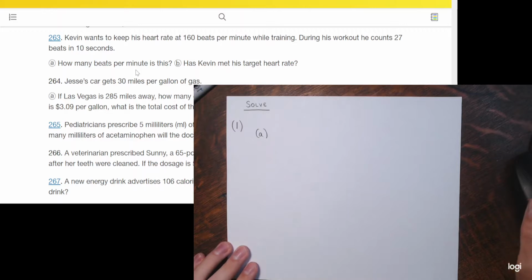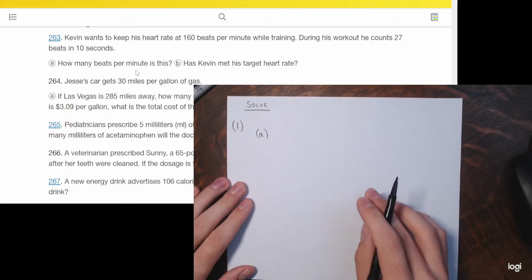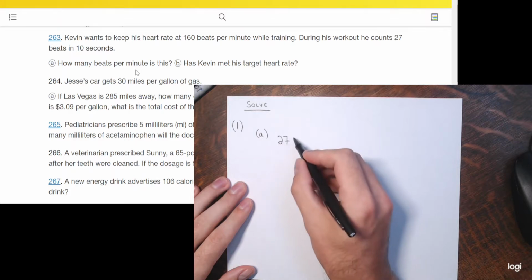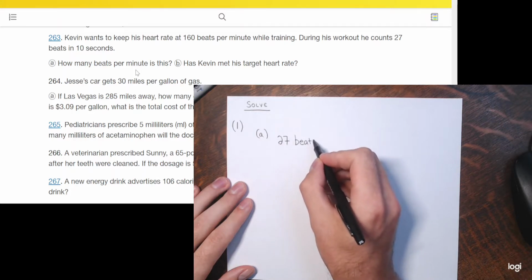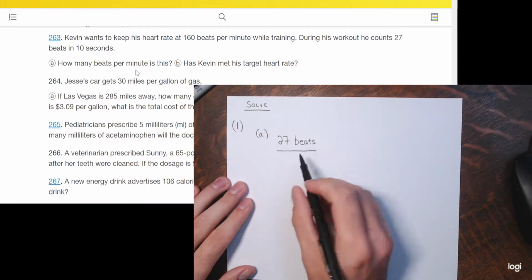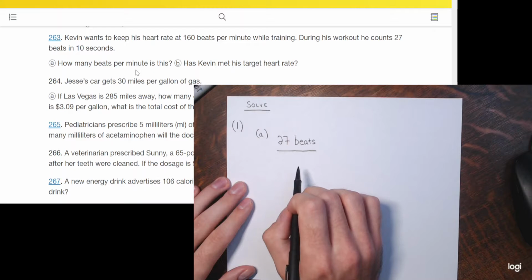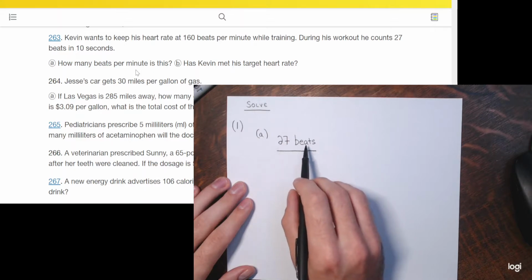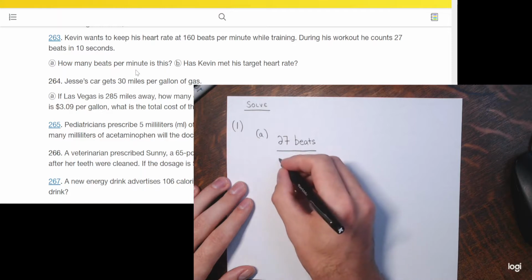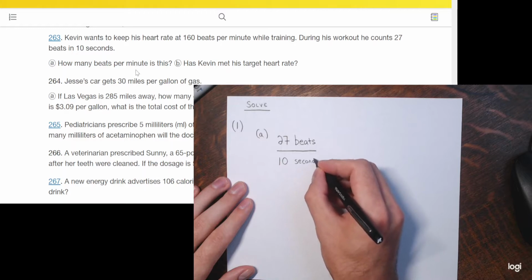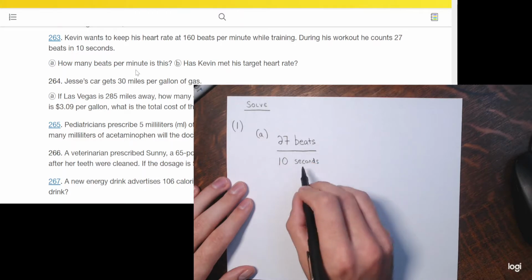Alright, so we have to do some unit conversion. So I set up a ratio. They want beats per minute. We have this ratio, they say Kevin counted 27 beats, right? So I got beats in the numerator. Per, right? Per implies division, implies a ratio, a rate. Per 10 seconds. He had 27 beats per 10 seconds. So I've got my heart rate units in the numerator, time units in the denominator.